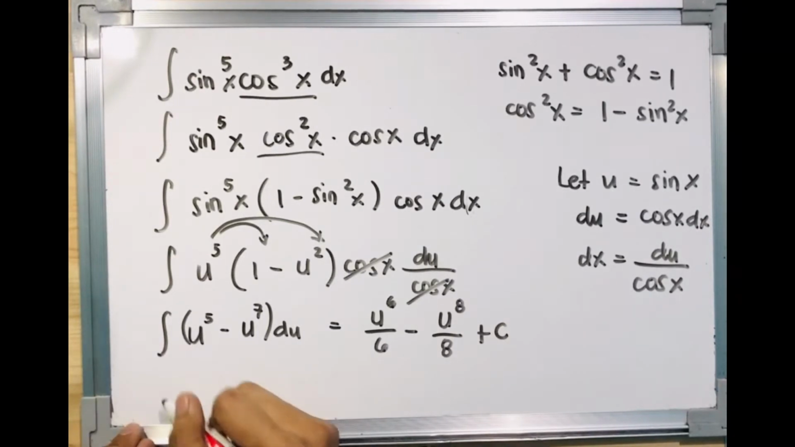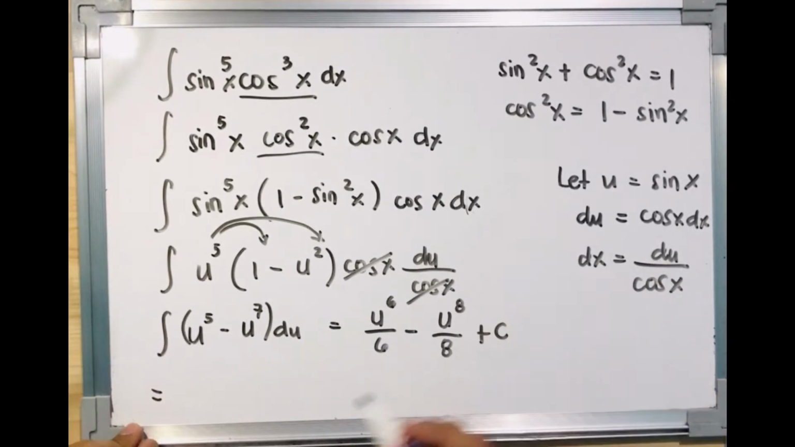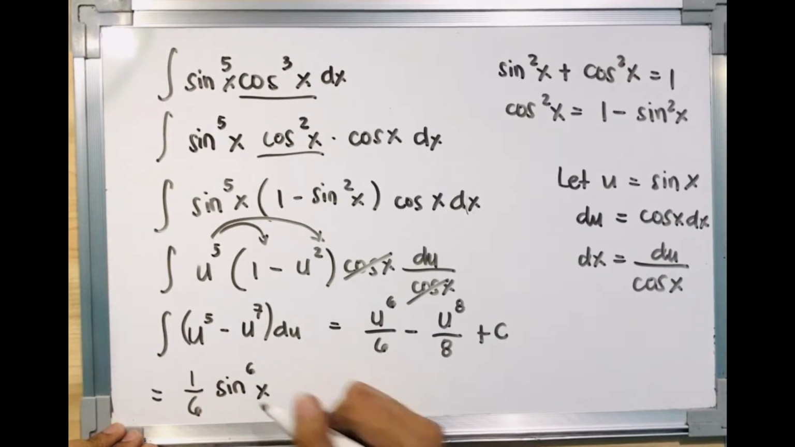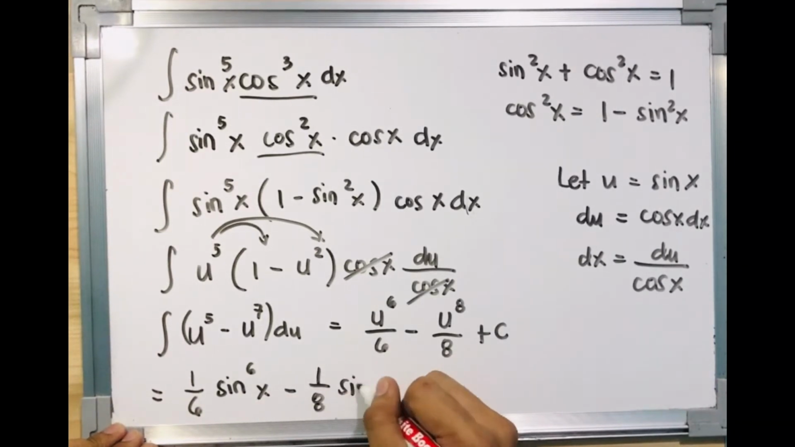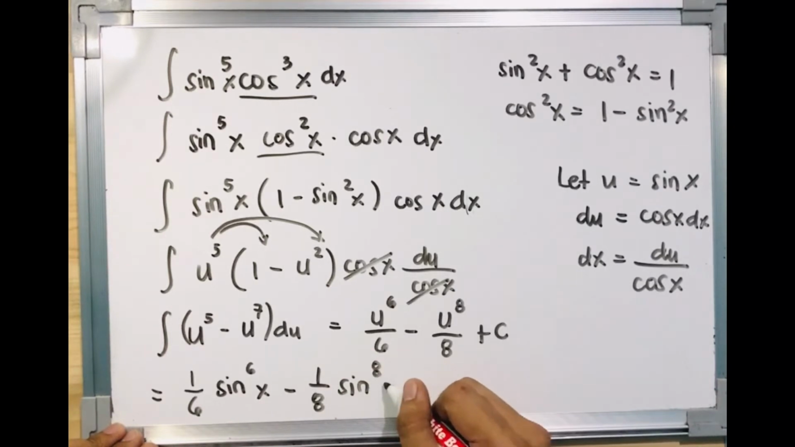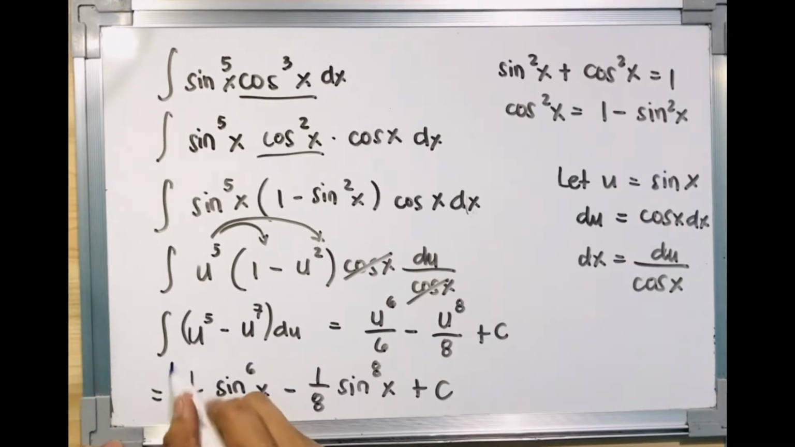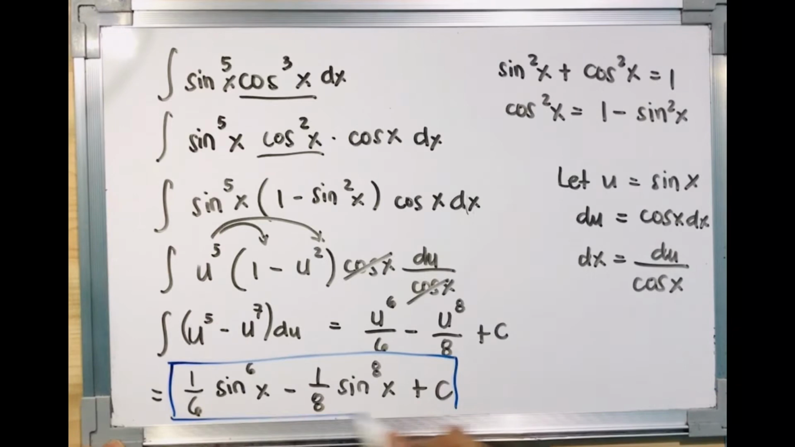And then, yung final answer natin dito, i-substitute na lang natin yung value ng u natin. So, ilabas ko yung constant, 1 over 6. And then, I have my sine raised to 6 x minus 1 over 8 sine raised to 8 x plus c. So, yan yung final answer natin sa problem na to. Napakadali lang. So, let's head on to our next problem.